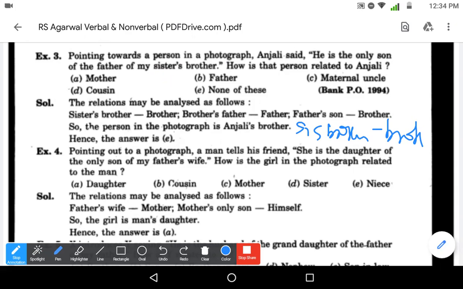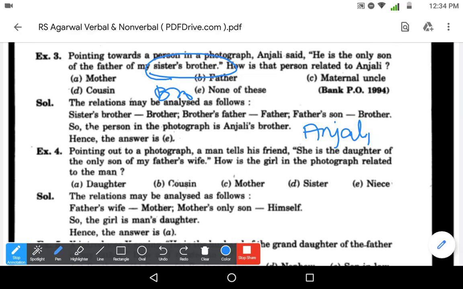Okay. And then brother's father. Brother's father is your father. Correct? Now, father's son. Your father's son is your brother. So, which means the photograph is of Anjali's brother. Let us do it once again. Okay. Understand carefully. Now, Anjali is there. Okay. Now, what did Anjali say? He is the only son of the father of my sister's brother. So, sister's brother is brother.